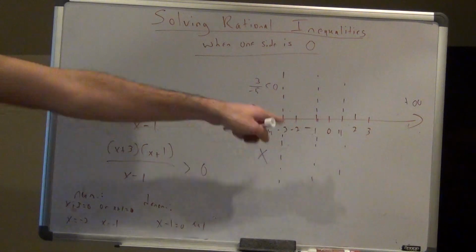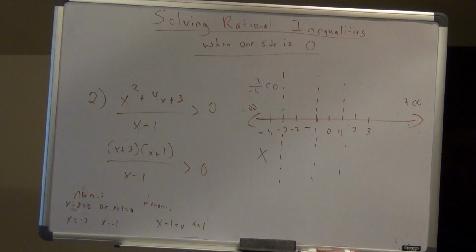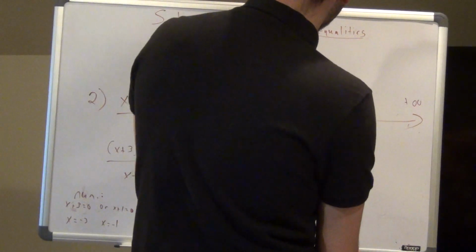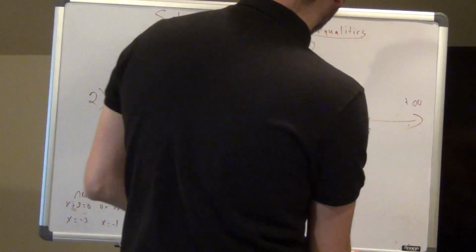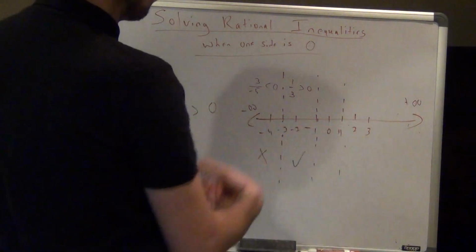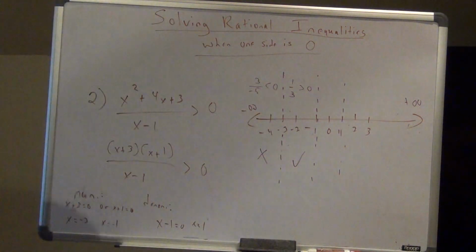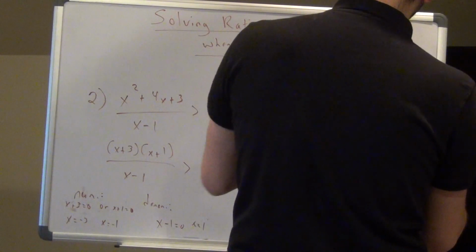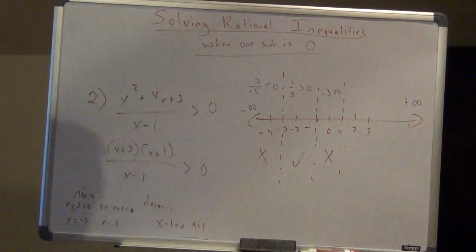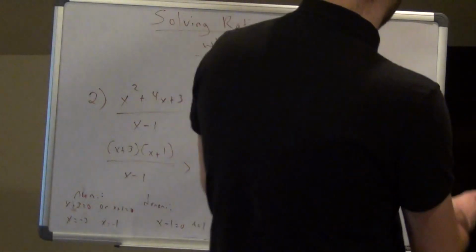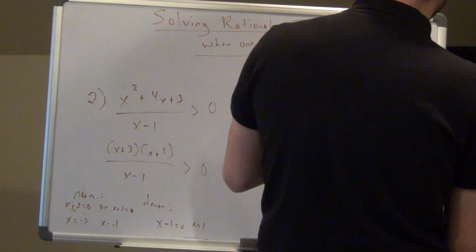Okay, so between negative 3 and negative 1, let's plug in negative 2. If we do that, I'm going to get positive 1/3, and positive 1/3 is greater than 0. So from negative 3 to negative 1, that works. Now from negative 1 to 1, we're going to plug in 0. When I plug in 0, I get negative 3, that's less than 0, so that one's not going to work. Then we plug in 2, and we get 15, which is greater than 0.